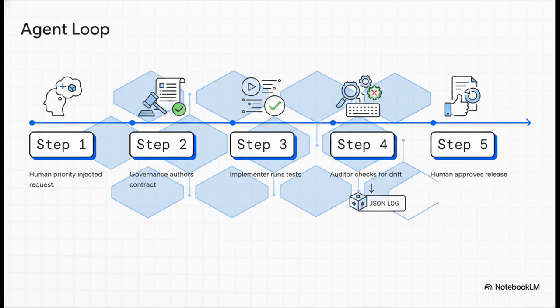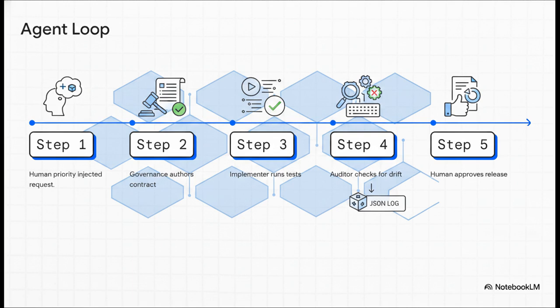You can see how every single feature follows this strict project roadmap. It acts like an append-only, contract-driven loop. First, the human injects a priority request. Second, the governance agent translates that into a hard contract with clear acceptance criteria. Third, the implementer writes the code and runs the verification tests. Fourth, the auditor checks for scope drift and rigorously enforces the rules. And fifth, the human reviews the release and approves the cycle.